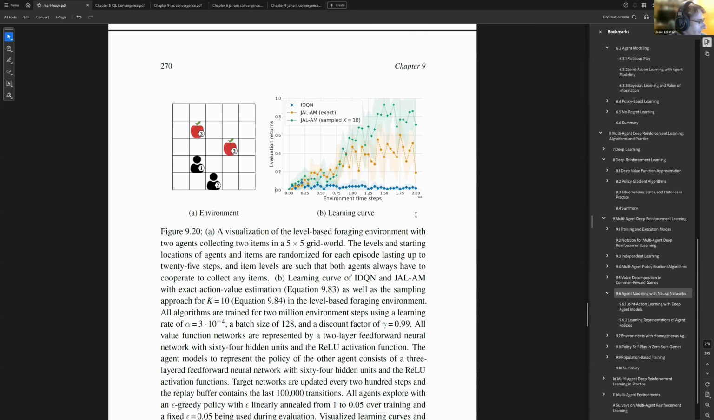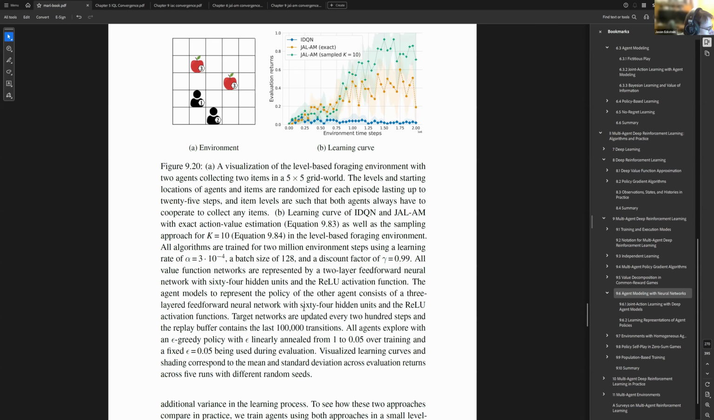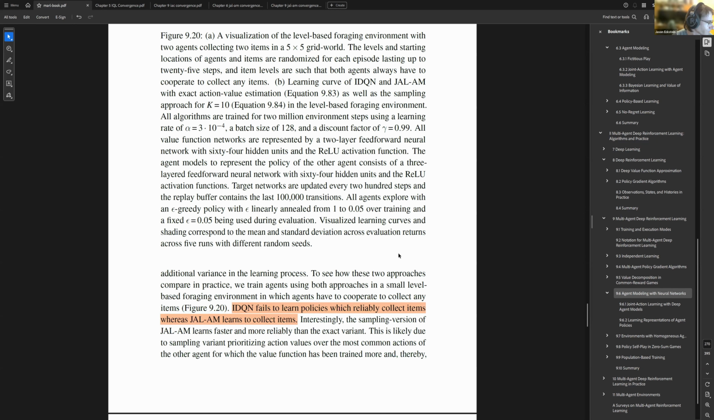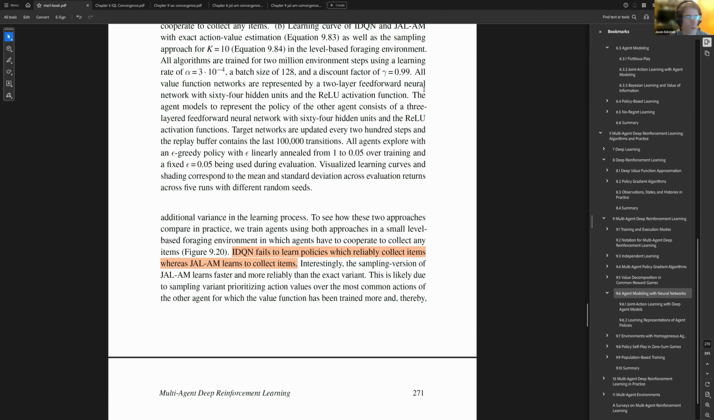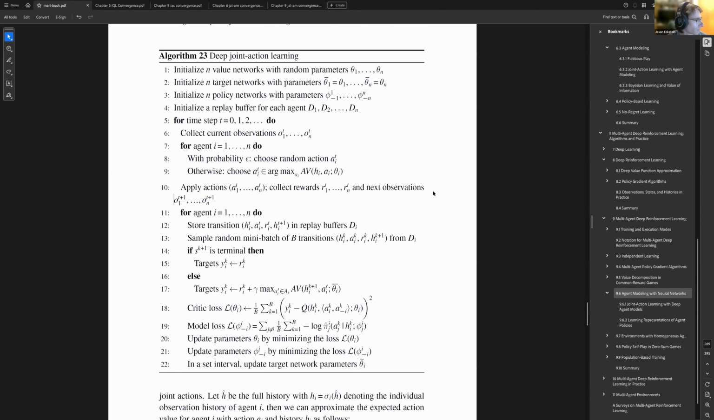I don't know if they say whether the parameters are shared between agents in the training examples here, but it is something that we get to later in the chapter. But yeah, are there any questions about this, actually dealing with the approximation here?